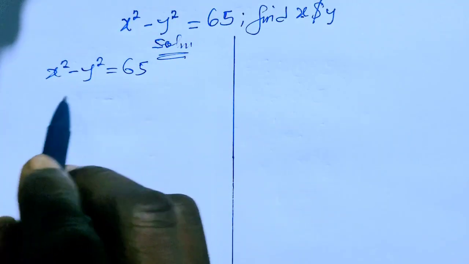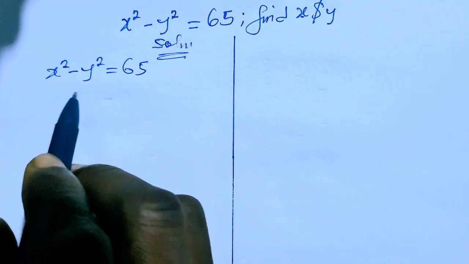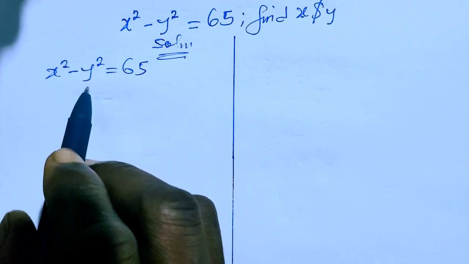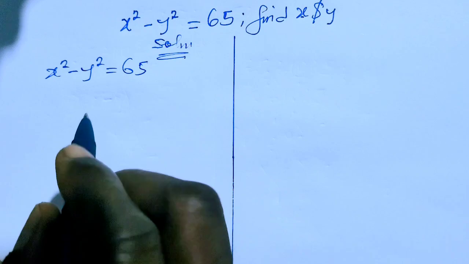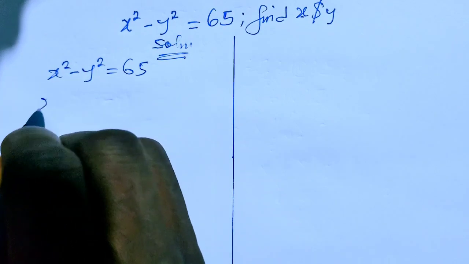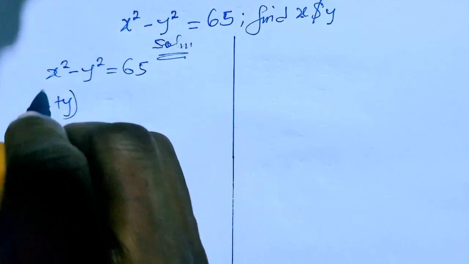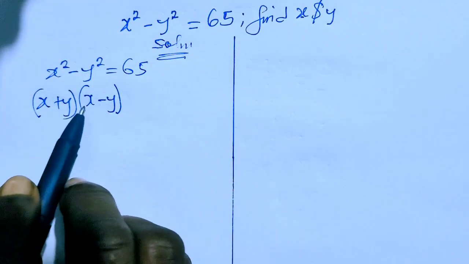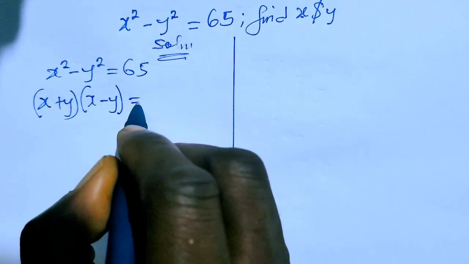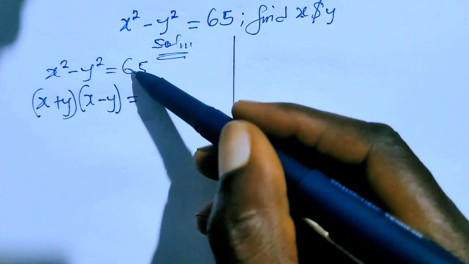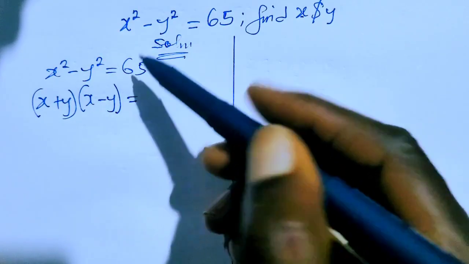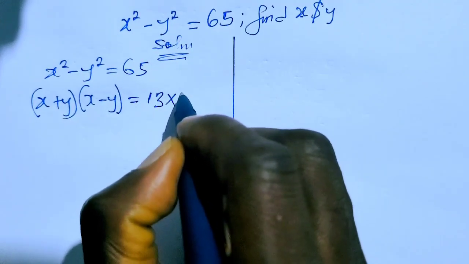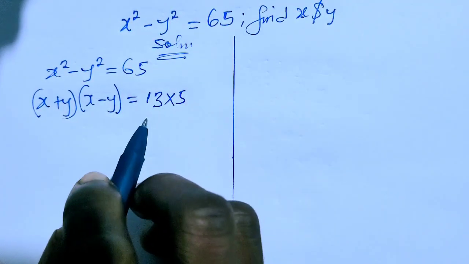Now, if you look at the left hand side of this equation carefully, you observe that x squared minus y squared is of the form of difference of two squares. As such, we can also express this as x plus y into x minus y. If you expand this, you get this exactly, and this equals, we are going to express 65 as a product of 13 and 5. 65 is 13 multiply 5.